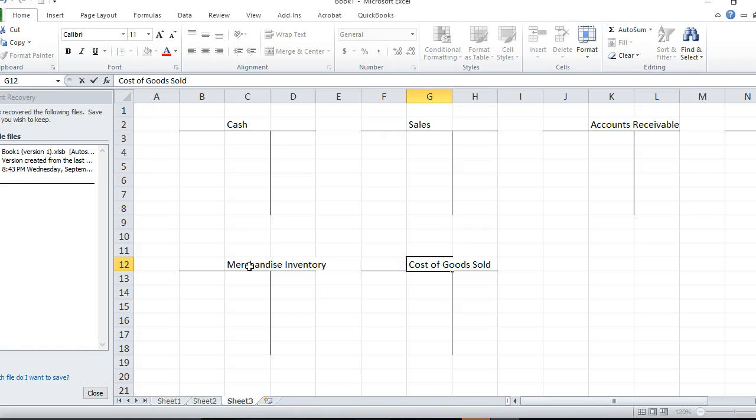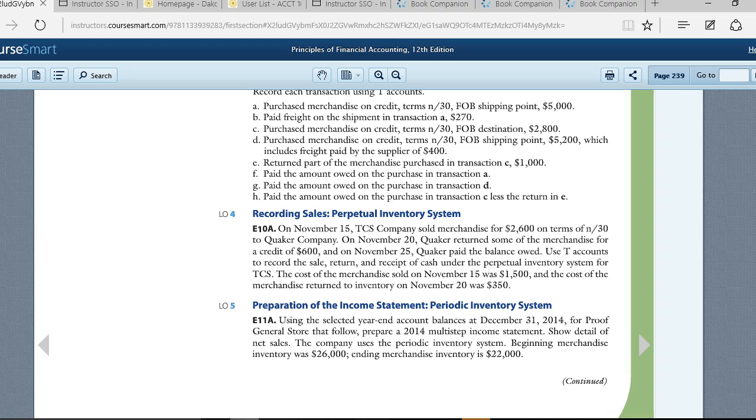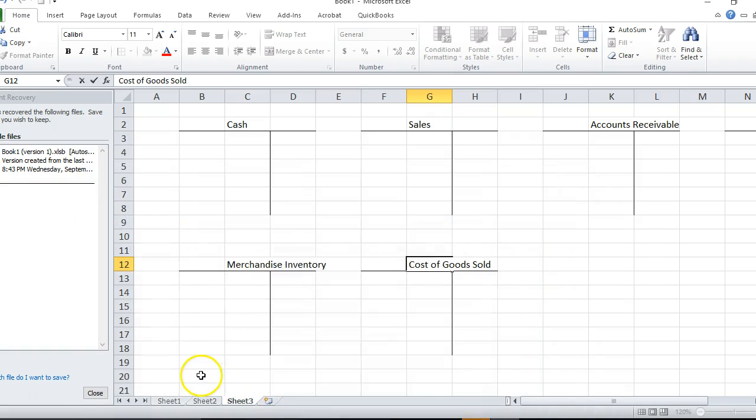So I am going to create the journal entry so you see it, but our job really isn't to do a journal entry here, it's just to post it. So when it says to us, on November 15th, TCF sold merchandise for $2,600 on terms net 30 to Quaker, and the cost of it was $1,500. So I'm just going to do the journal entry so you can see it.